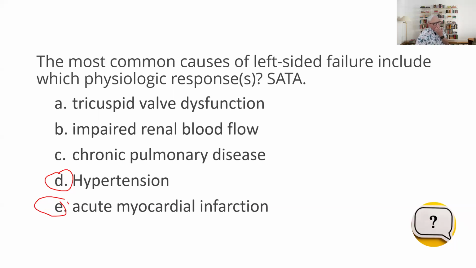Okay, so let's review this. The most common causes of left-sided heart failure include which physiologic responses? It would be hypertension and acute myocardial infarction. Let me explain this, because a lot of you answered chronic pulmonary diseases as well as impairment in renal blood flow and tricuspid dysfunction, which are actually incorrect.